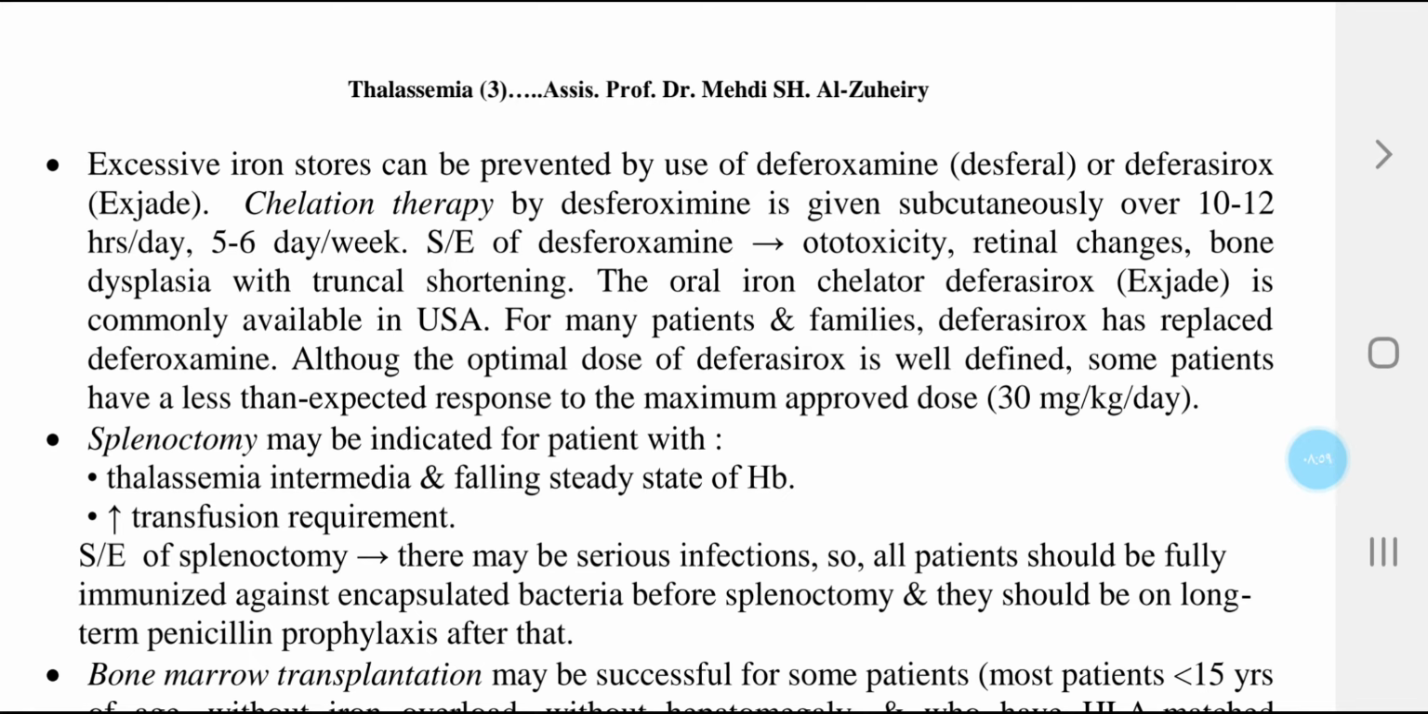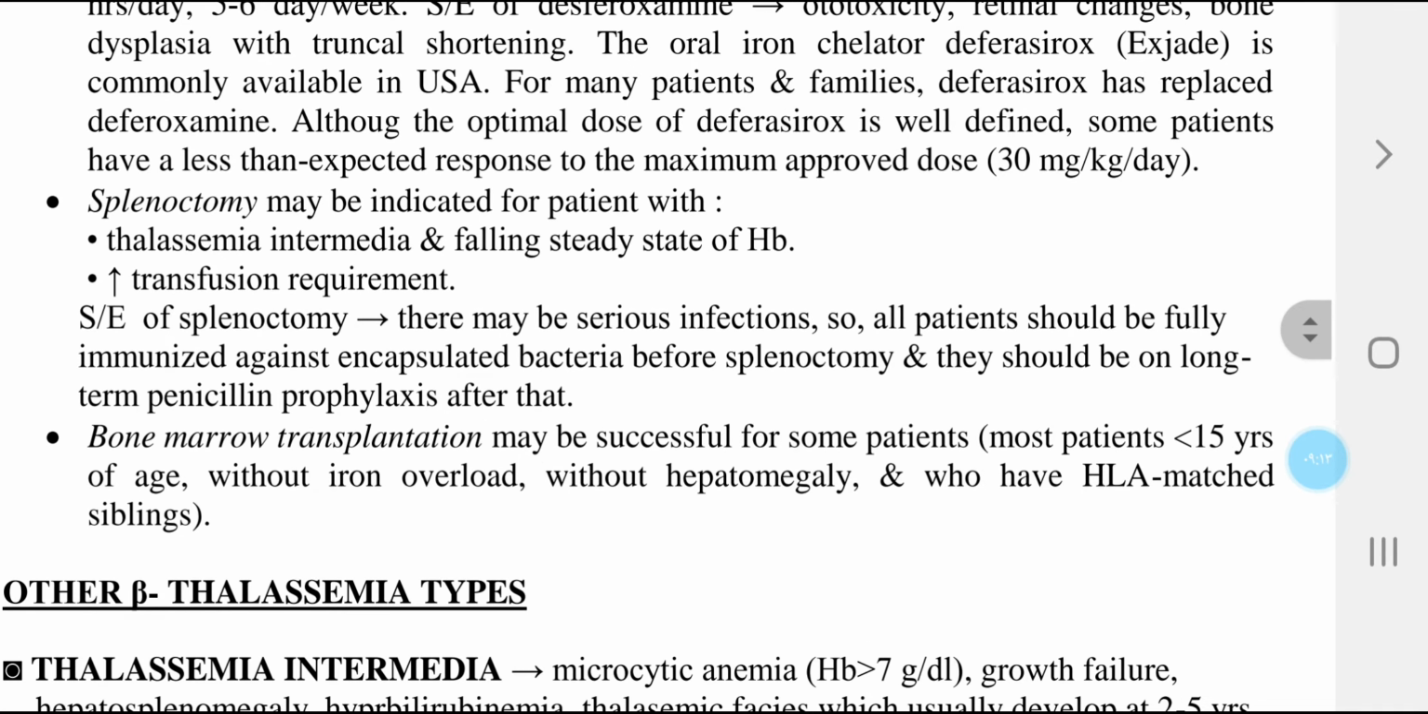Splenectomy, another option, may be indicated for patients with thalassemia intermedia and a falling steady state hemoglobin, or an increase in transfusion requirements. A side effect of splenectomy is that there may be serious infection, so all patients should be fully immunized against encapsulated bacteria before splenectomy, and they should be on long-term penicillin prophylaxis after that. Bone marrow transplantation may be successful for some patients.